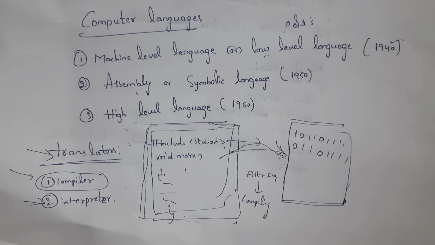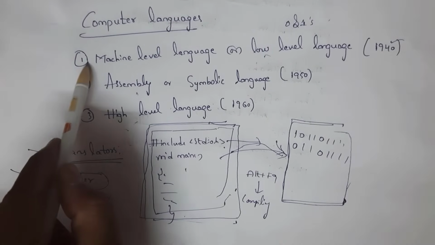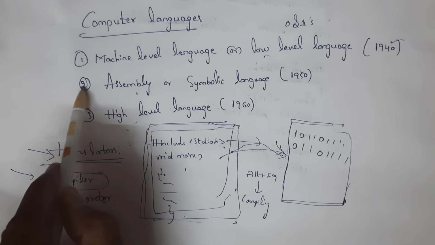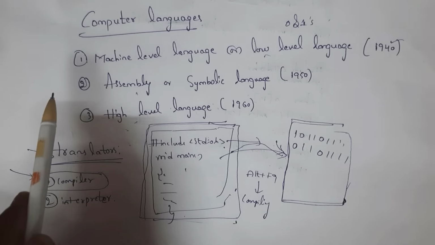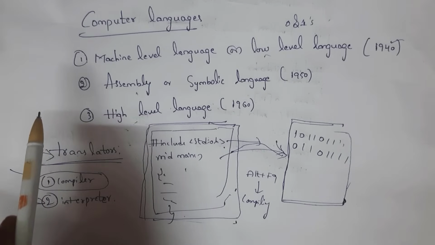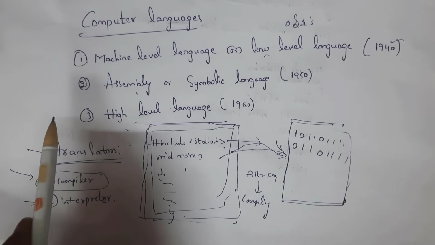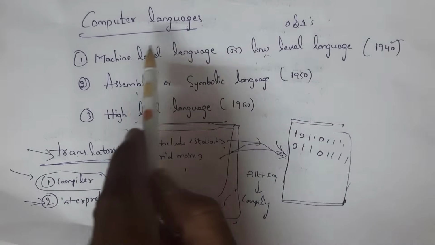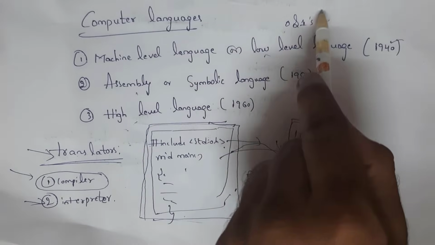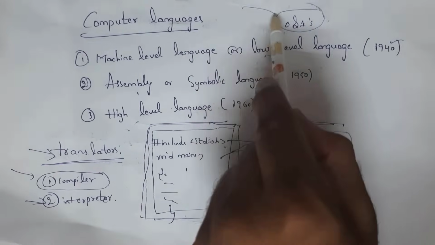Next I will explain computer languages. Computer languages are classified into three types. First one is machine level language, second one is assembly language, and third one is high level language. At first I will explain what is machine level language. Language which is understandable only by machines is known as machine level language. We also call machine level language low level language. Generally this language is in the form of zeros and ones, so it is not understandable by users.